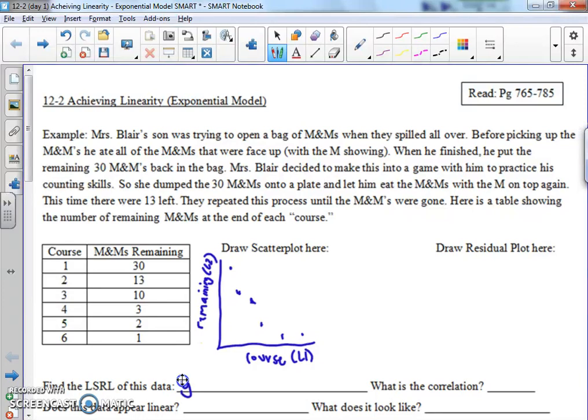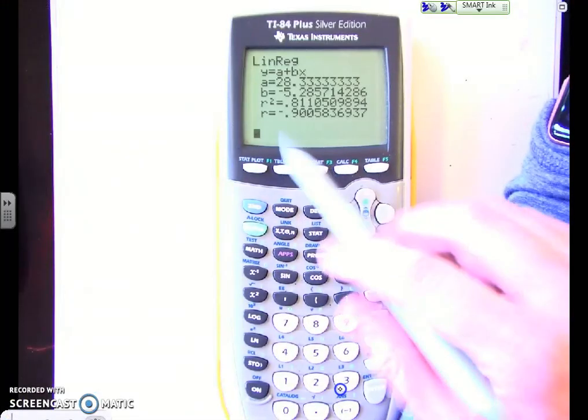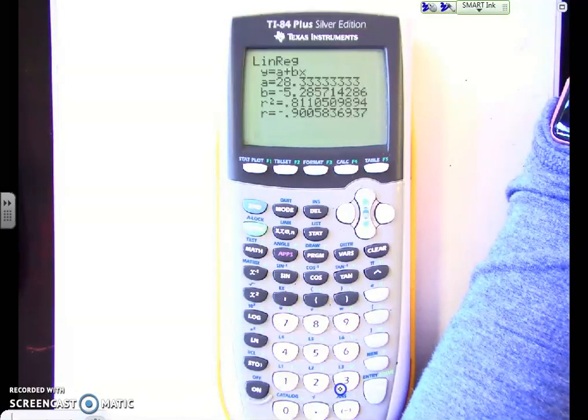I'm going to say y hat equals 28.33 minus 5.29x, where x is the course number and y hat would be the M&Ms remaining. Okay, and since we're at it, what's the correlation? If you look back here, correlation is the r, so it's negative 0.9.